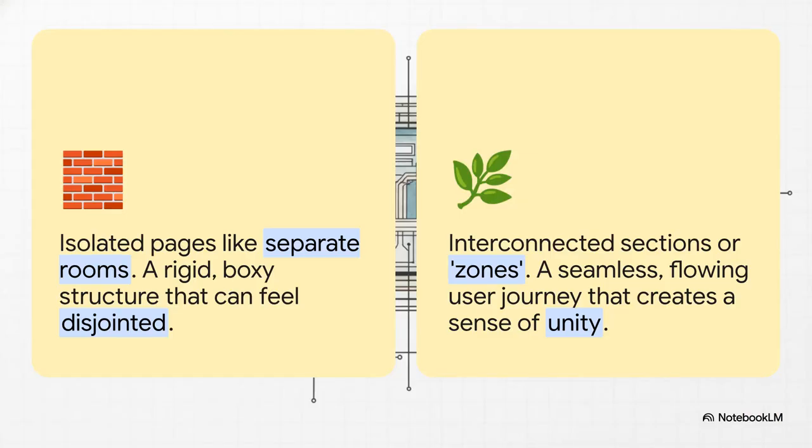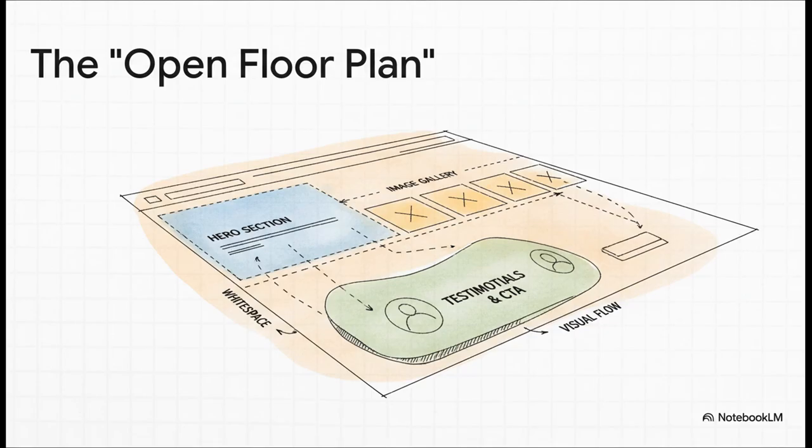This slide really shows the core shift in thinking. On the left, you've got your traditional website, a bunch of isolated pages that feel like separate, boxy rooms. But on the right, you have the Usonian approach, interconnected zones that just flow together. You see, Wright got rid of separate dining rooms for open floor plans. We can get rid of rigid page breaks for a seamless user journey that feels unified and totally natural. And here's how we pull that off.